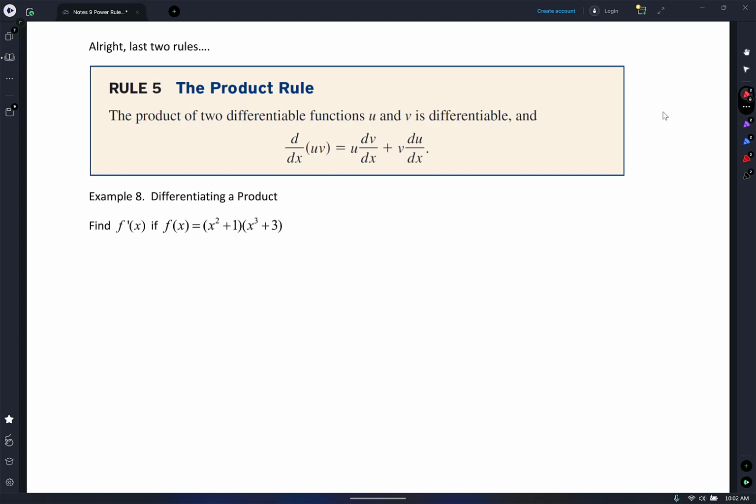All right, so before we even take a derivative, right now we just know one rule. We know the power rule.